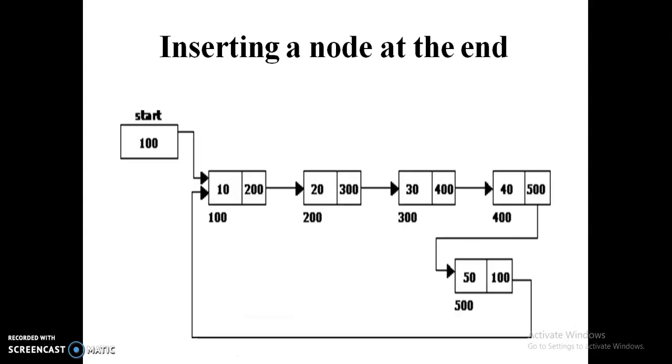Inserting the node at the ending. After the 40, we are adding a new node, 50. This node's address is assigned to the previous node, that is, the ending node. And at the same time, we assign the last node, that is the 50 node's next, as the 10 node address.